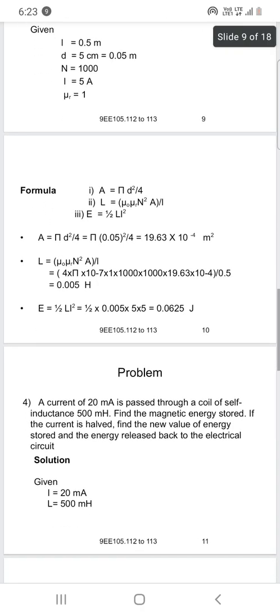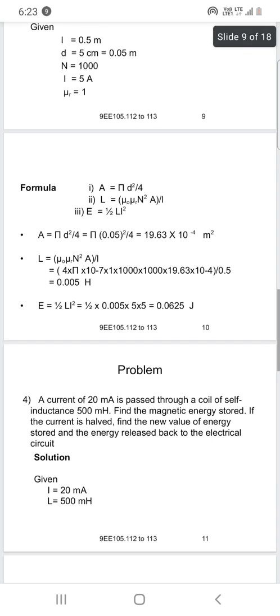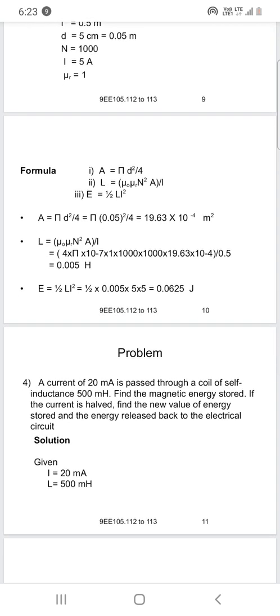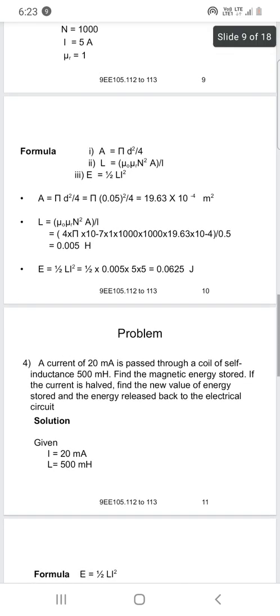The number of turns is equal to 1000 turns. Next, the current flowing through the solenoid conductor I is equal to 5 amperes. The solenoid is nothing but air core, so the relative permeability value is equal to 1.